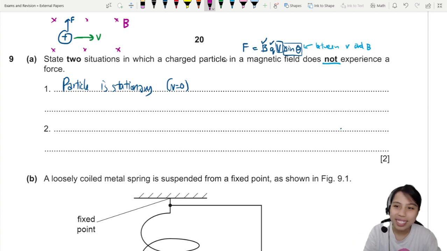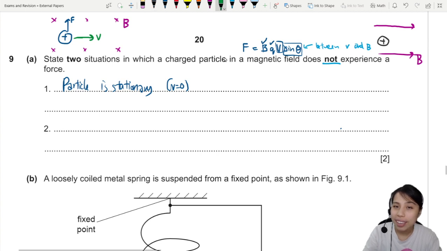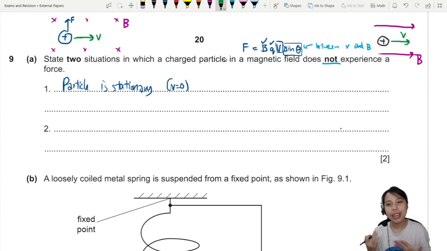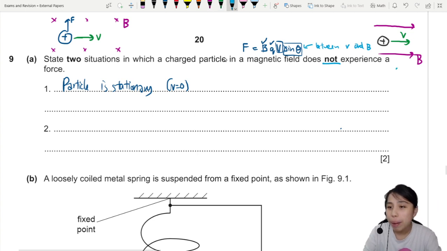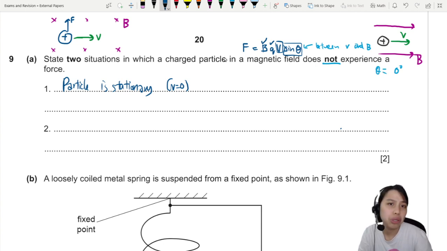But there's another case, I draw on the right side here. What if your B is pointing this way? Then you have a positive and you are moving this way as well. What's the angle between B and V? Zero. There is no angle between. They are parallel. So there will not be a force acting on this particle. It will just go along.